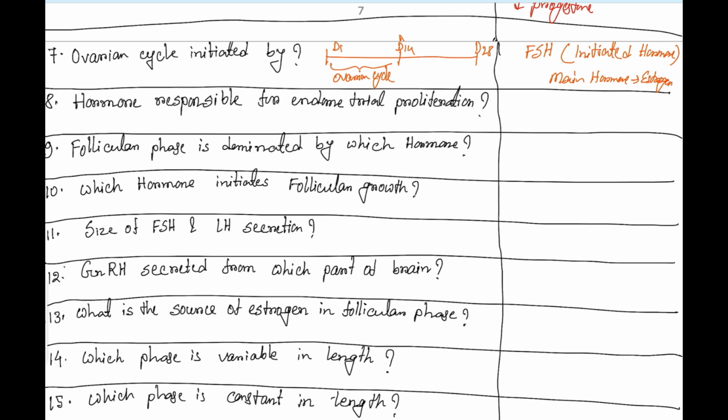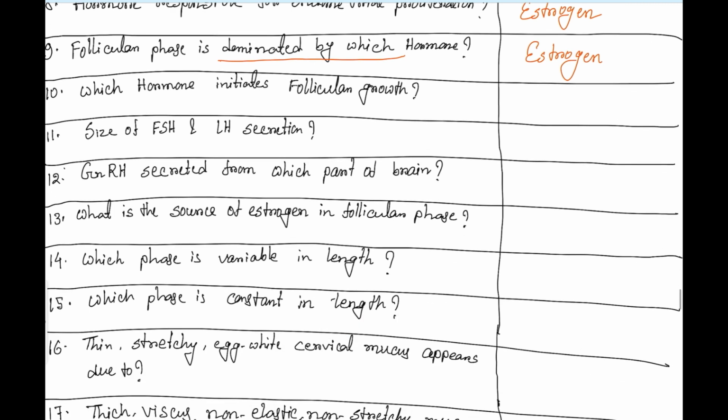The hormone responsible for endometrial proliferation, your answer will be estrogen, okay. The follicular phase is dominated by which hormone? Again the answer will be estrogen. This is the main hormone, that is why it is the dominant hormone in this phase. Which hormone initiates follicular growth? You will answer FSH, because the anterior pituitary secretes this FSH. This FSH acts on follicles, then those follicles secrete estrogen. So who is the initial hormone here? This FSH is the initial hormone here. It initiates the follicular growth.